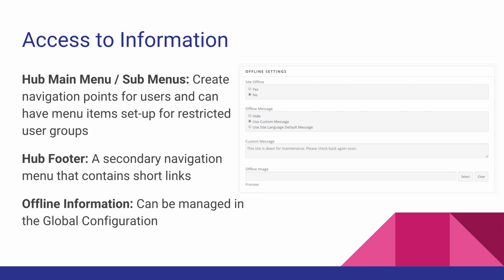Wrapping up with access to information. We often forget, when sharing information, to update our main menu and submenus to create navigational points for users to have access to that article or to that group where the information is stored. The Hub footer is also a secondary navigational menu that contains short links and can be used for additional article space. Offline information is also something to consider when we are communicating to users, especially during a point where the Hub is down or under maintenance.